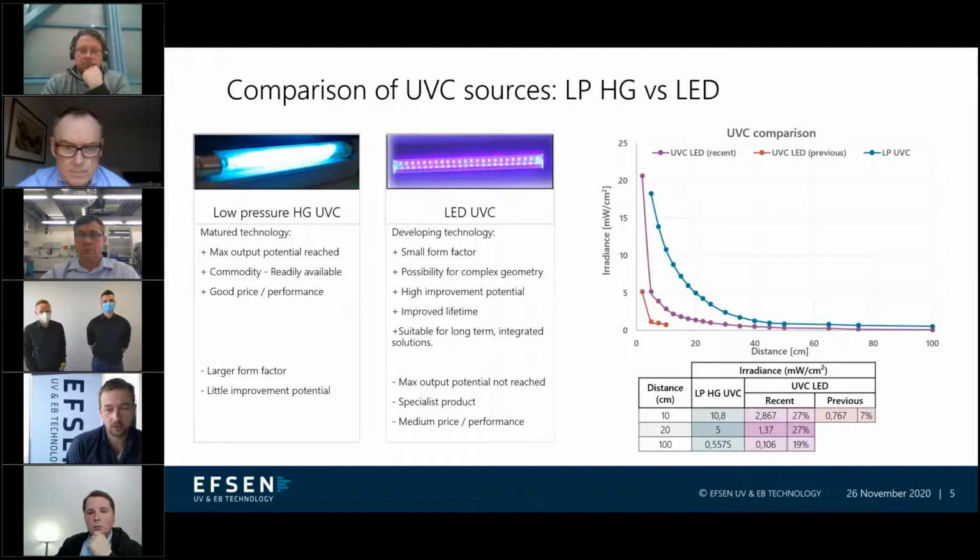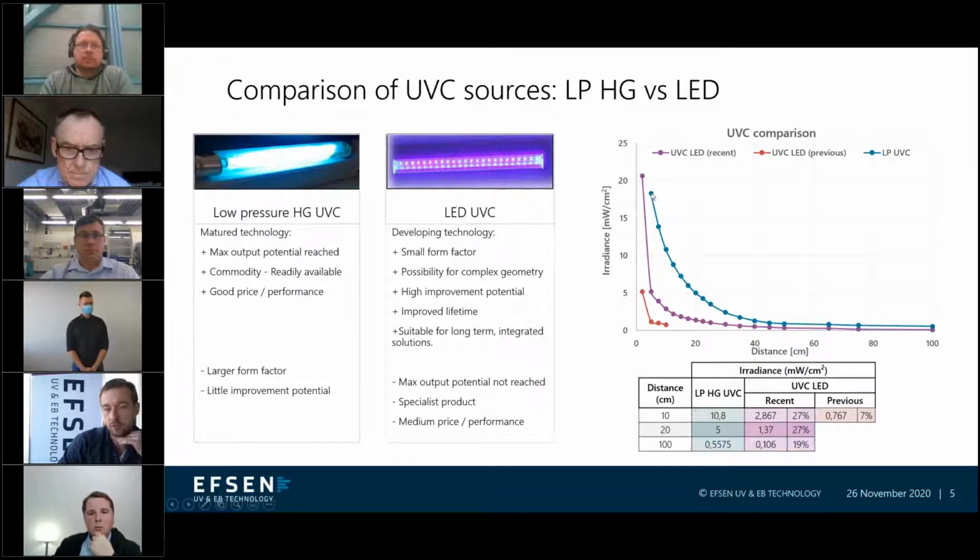This slide has a lot of information, and I have a short time, so I'll go right into it. There are some benefits and disadvantages of low pressure and LED lamps, which we've heard before. I think the interesting thing is this graph. The blue graph is the irradiance of a low pressure mercury bulb at a distance. The red one is the same for the UVC LEDs we tested about half a year ago. And the purple one is the new UVC LEDs we just tested from Nichia.